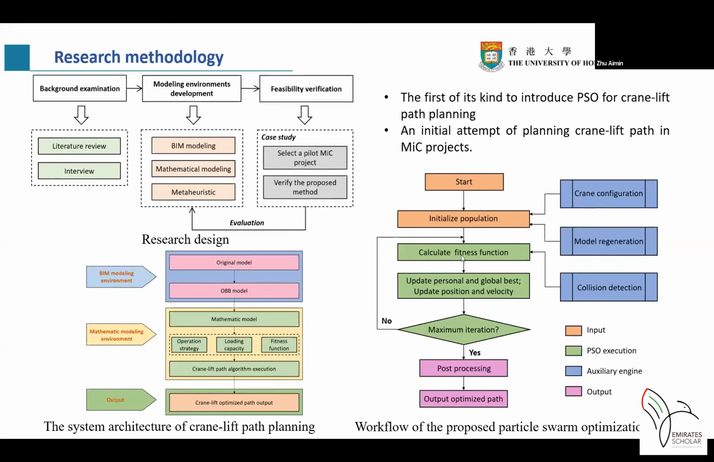And the picture on the bottom right is the workflow of the proposed PSO algorithm. It includes the classical three parts: the input, processing, and the output. After inputting all these parameters, PSO can calculate the fitness function automatically, update the personal and global best, and update the position and velocity of these particles. And after the algorithm reaches its maximum iteration, it will stop and conduct post crane-lift issues.